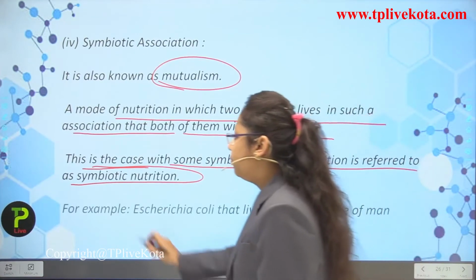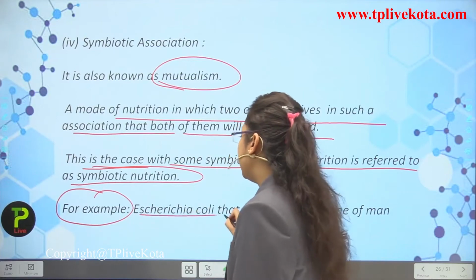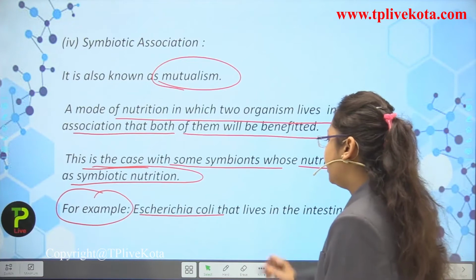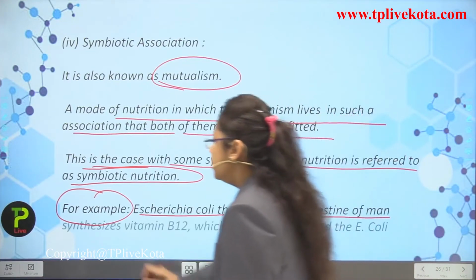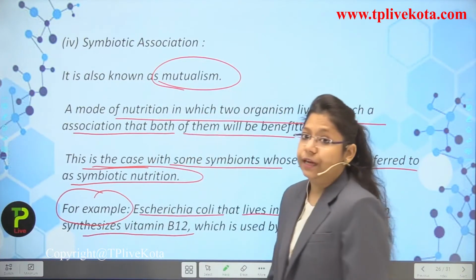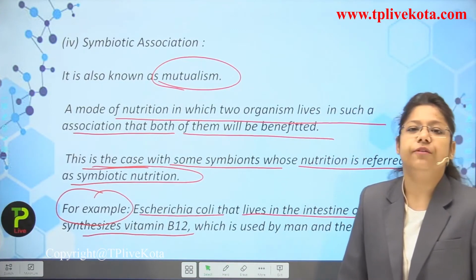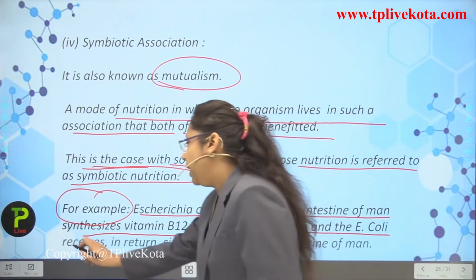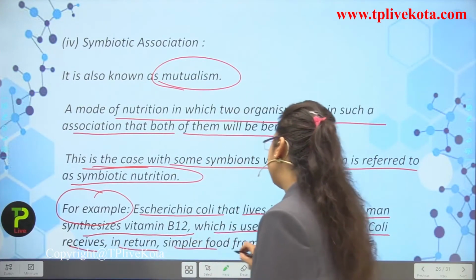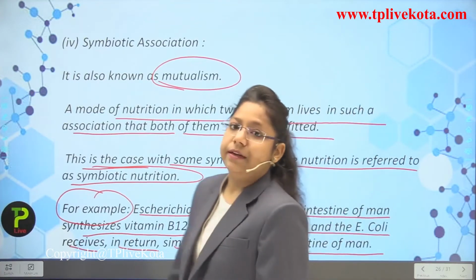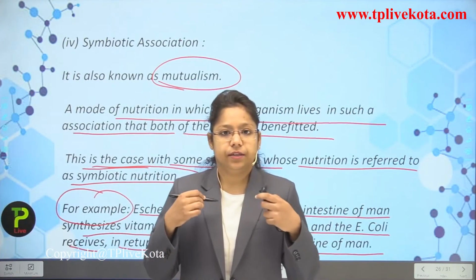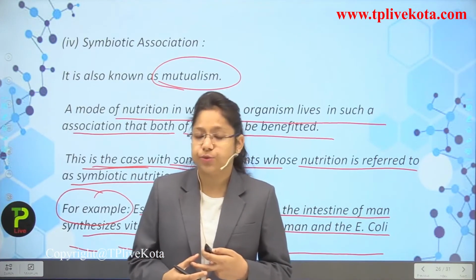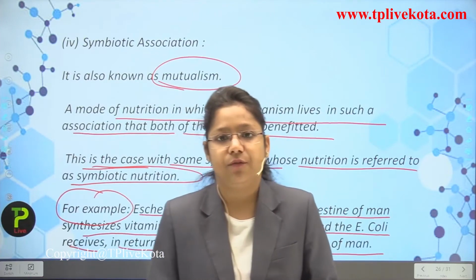Okay. Now, for an example, Escherichia coli, that is also known as what? E. coli, which lives in your intestine. So Escherichia coli that lives in the intestine of a man synthesizes vitamin B12. So it is responsible for synthesizing what? Vitamin B12. Now, which is used by man, and the E. coli receives in turn simpler food from the intestine of the man. Now what is happening actually? The E. coli is just producing the vitamin B12. Now vitamin B12 is essential for our body.